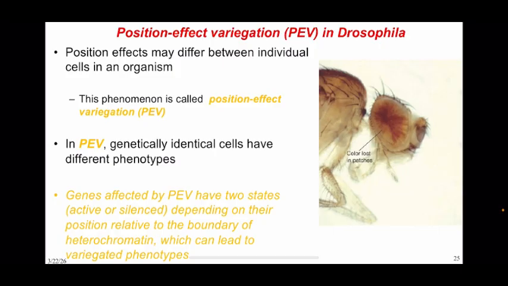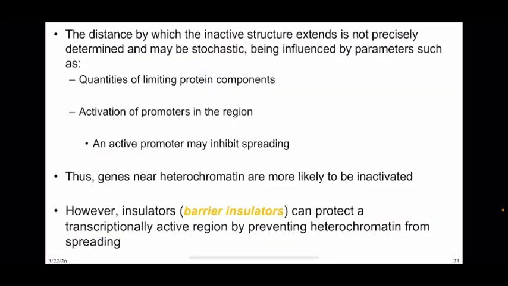So let's apply this in Drosophila. It's a fruit fly. I don't know its trivial name, but we call it Drosophila. And I said position effect may differ between individual cells in an organism, and this phenomenon is called position effect variegation. I've forgotten exactly, but variegation is just like changing something, and it's building a point on this position effect.